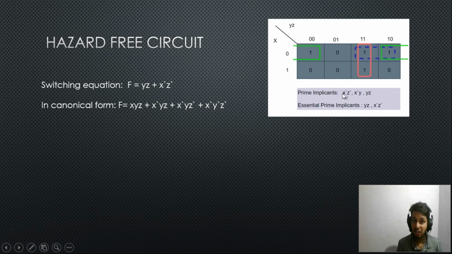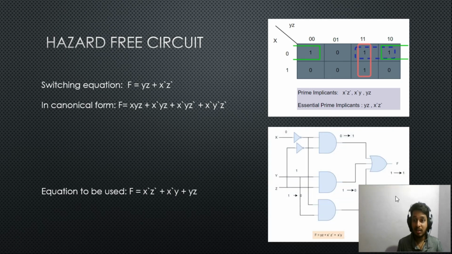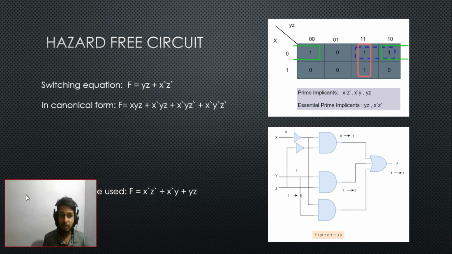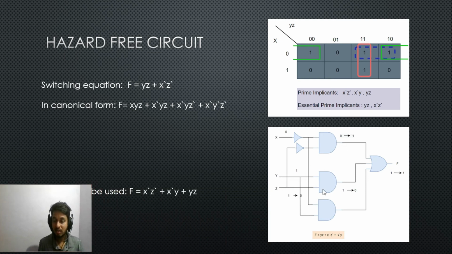So if we include this X bar Z bar plus X bar Y, if this additional X bar Y is included, this overlapping group is included, then the equation would look like this: X bar Z bar plus X bar Y plus YZ. Okay, and finally, here we have a circuit. Let me move it over here. So here we have a circuit where we have included all these things with this equation.